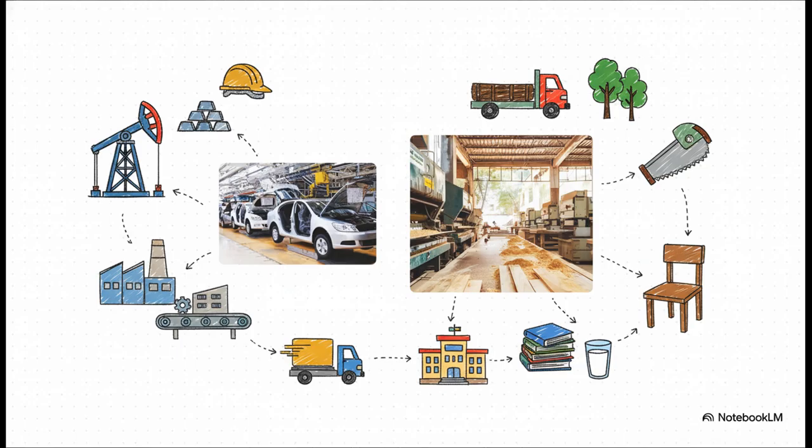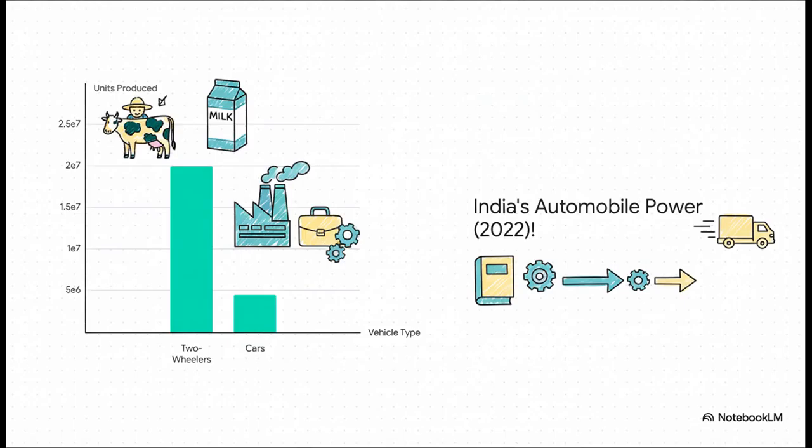See the connection? And just to show you how massive this sector is in India, look at these numbers from 2022. We made 2 crore two-wheelers, 2 crore, and 45 lakh cars. Can you even imagine that? That's the amazing power of a secondary sector at work.